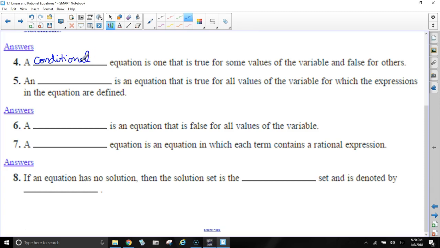A blank equation that is true for all values of the variables for which the expressions in the equation are defined. What type of an equation is that? That is an identity. Number 6, a blank is an equation that is false for all values of the variable. Remember, those were called contradictions.